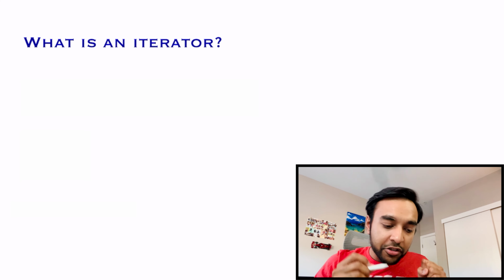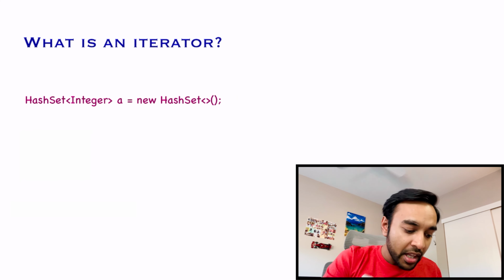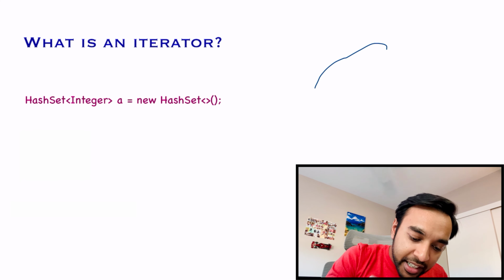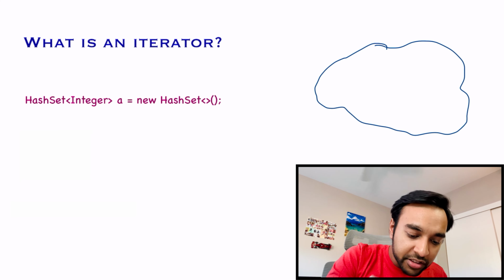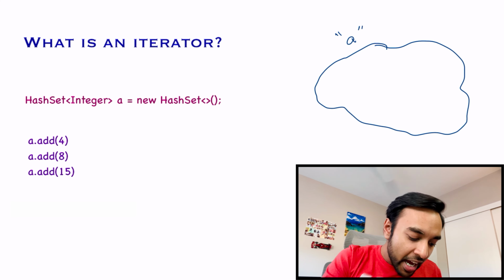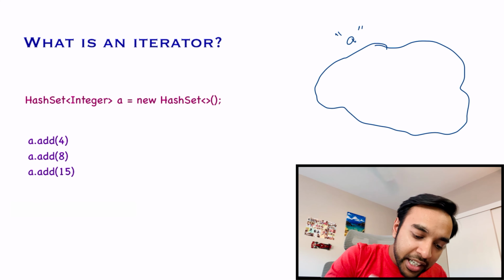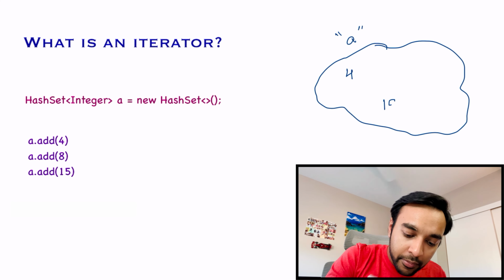So how does this actually work? First of all, I am creating a hash set, right? Now this hash set gets created in your memory. So this is my hash set, that is A. And then what I do next is I will try to add three elements. I will add 4, 8 and 15. So these elements will get added in my hash set.